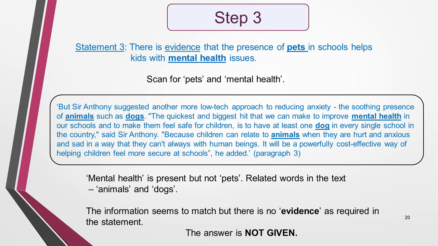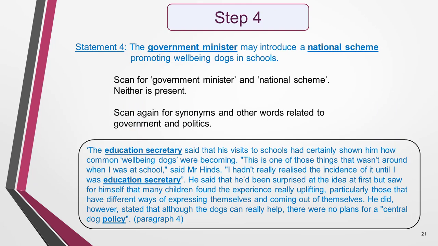It seems to match the information in the statement, but there's another very important keyword in the statement that I need to consider, and that's evidence. This means proof of the idea being suggested. While the ideas match, there's no direct evidence stated, so I mark the answer not given. Now you can see why not given answers can be challenging.